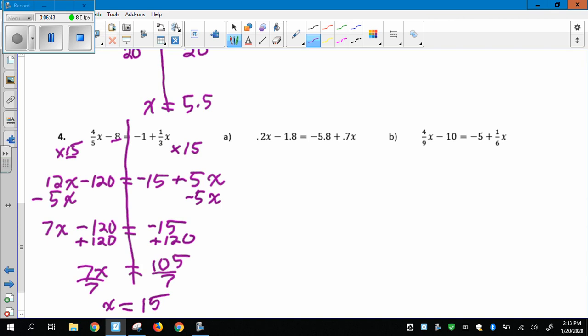Now you would have to check your answer. To check it, you would take 4/5 times 15 minus 8. Simplify that expression. Make sure it's equal to -1 plus 1/3 times 15. And I think you'll find that it does work out.